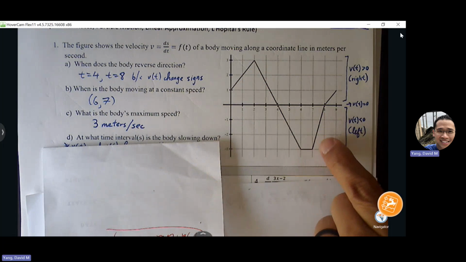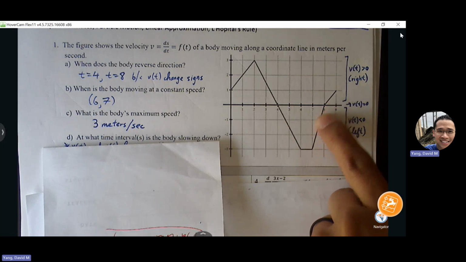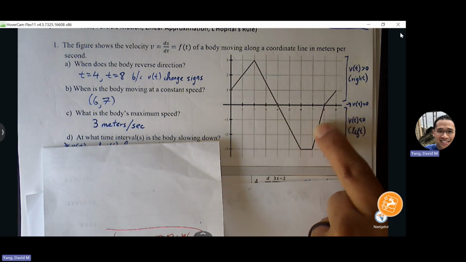7 to 8, let's consider that. From 7 to 8 is definitely below the x-axis. That's velocity is negative, but it's a positive slope. So we know acceleration is positive. So that's right. One is positive, the other is negative.